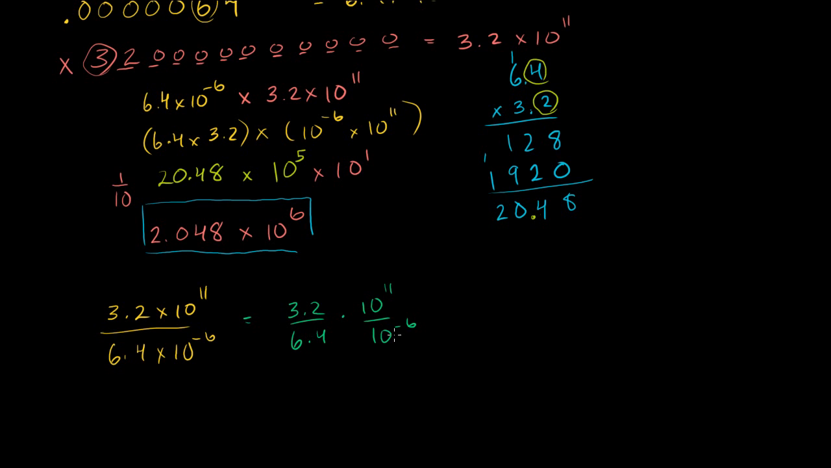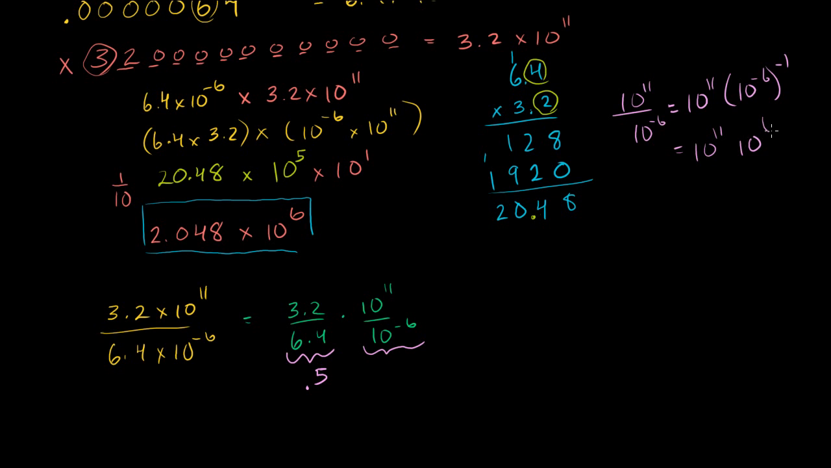So 3.2 over 6.4 is just equal to 0.5, right? 3.2 is half of 6.4. So this is 0.5 right there. And what is this? This is 10 to the 11th over 10 to the minus 6. When you have something in the denominator, you could write it this way. This is equal to 10 to the 11th times 10 to the minus 6, to the minus 1, or this is equal to 10 to the 11th times 10 to the 6th.